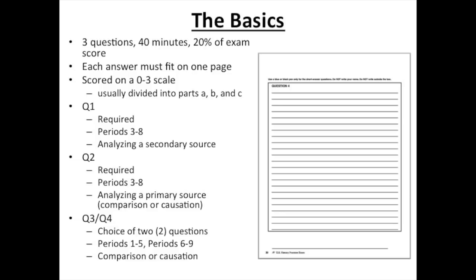Then they give you 2 more short answer questions, and you pick one of them, question 3 or question 4. Question 3 will come from periods 1 through 5, so essentially through the end of the Civil War, and question 4 will come from periods 6 through 9, which is the time period roughly after the Civil War and Reconstruction. And they will also analyze comparison and causation, but it will not be the one they asked you about in question 2. So for example, if question 2 asked you about comparison, asked you to compare something, question 3 and question 4 would both be causation questions, or vice versa.